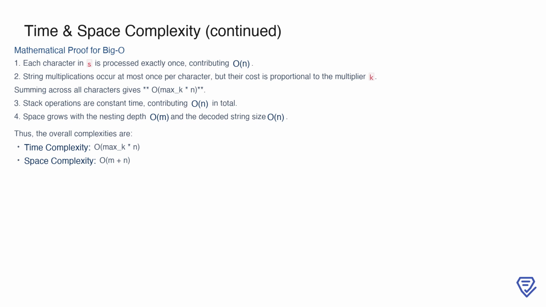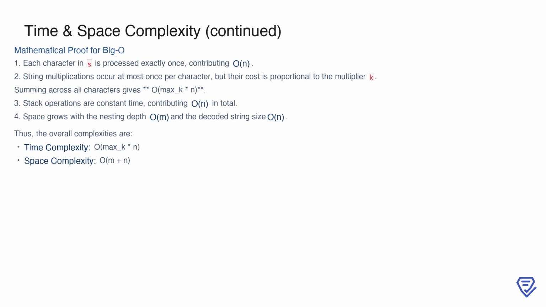String multiplications are performed at most once per character, with their cost proportional to the multiplier k. Summing these costs across all characters yields O(max_k * n). Stack operations, which involve constant time pushes and pops, contribute an additional O(n).